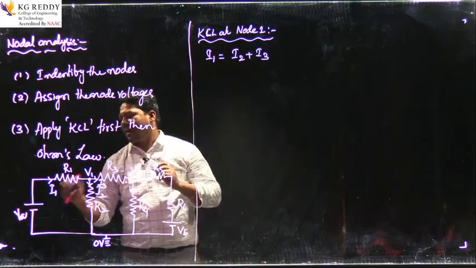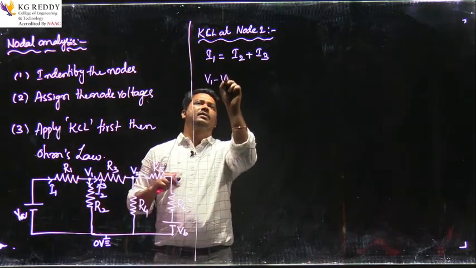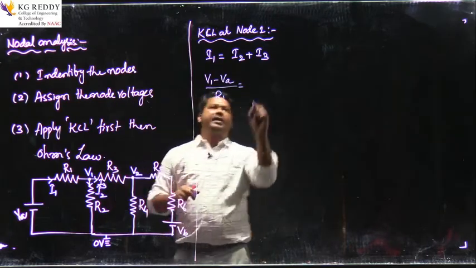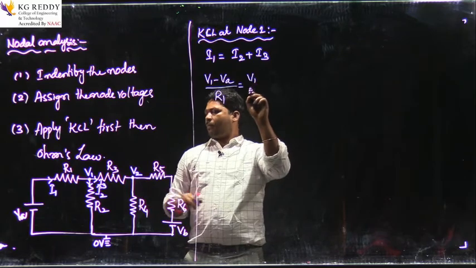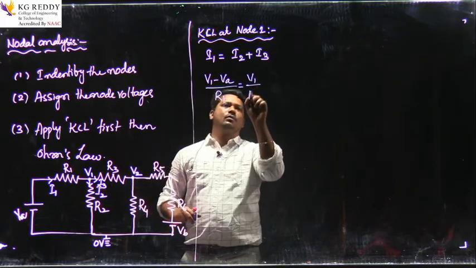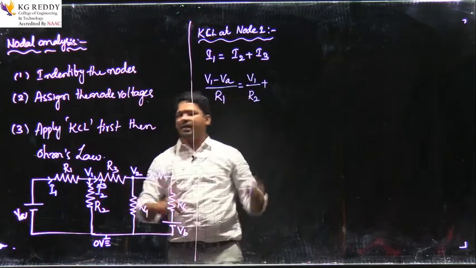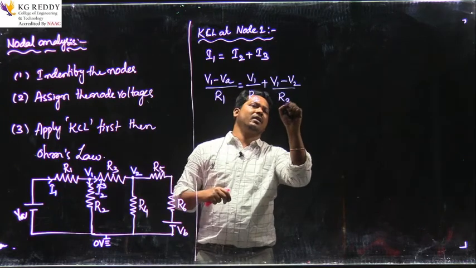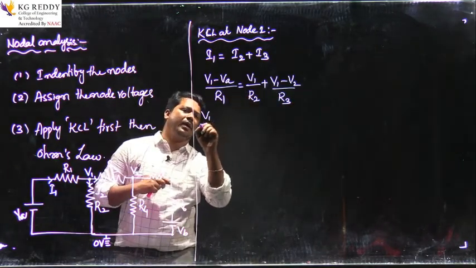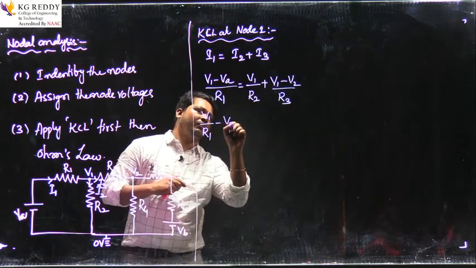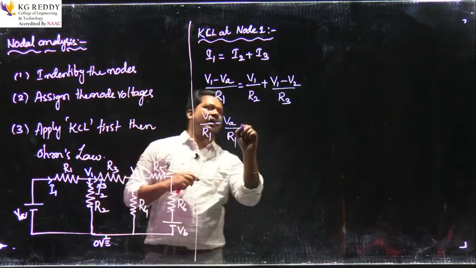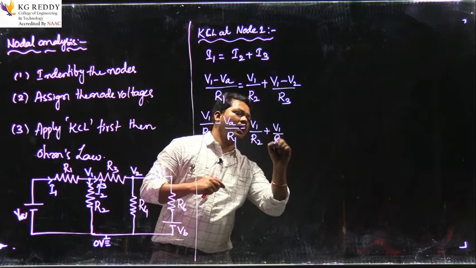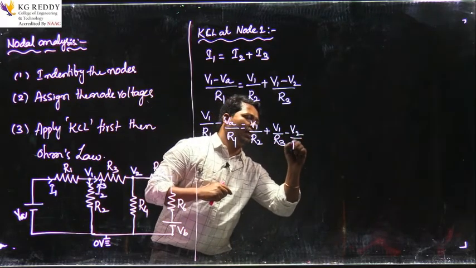Now here the current I1 is (V1 minus VA) by R1, that is equal to the I2 current, V1 by R2, plus the I3 current, which is (V1 minus V2) by R3. Now I will write it as V1 by R1 minus VA by R1, that is equal to V1 by R2 plus V1 by R3 minus V2 by R3.